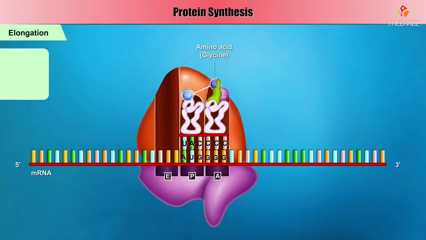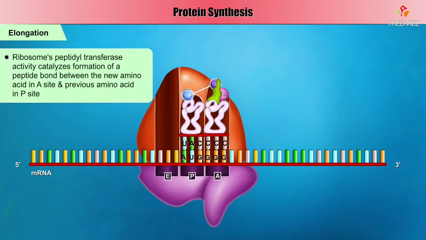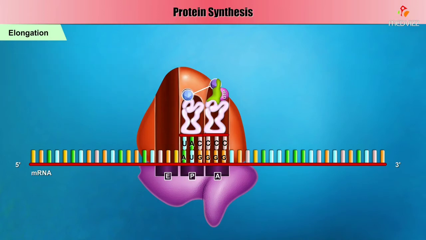In the second step, the ribosome's peptidyltransferase activity catalyzes the formation of a peptide bond between the new amino acid in the A site and the previous amino acid in the P site. Simultaneously, GTP is hydrolyzed and the resulting EFTU-GDP is expelled.